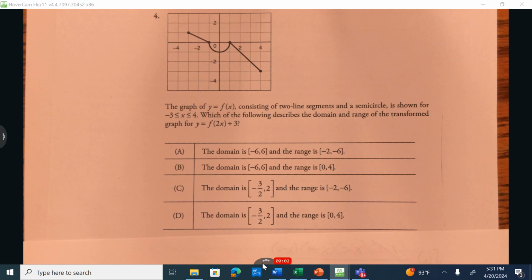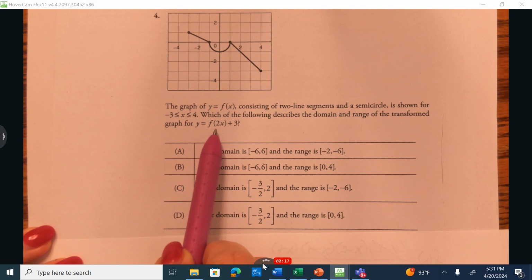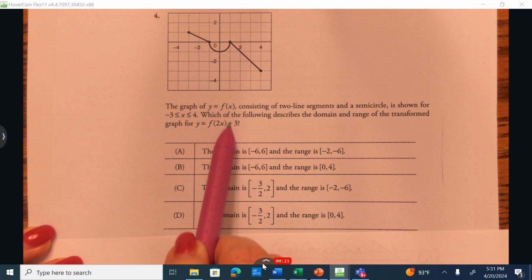In number 4, we are provided with a graph, which is 2 line segments and a semicircle, and it provides us the domain of this function. We want to describe the domain and range after it's been transformed. In this position, I can see we have a horizontal dilation we'll spend a little more time on, and then we have a vertical shift of up 3.